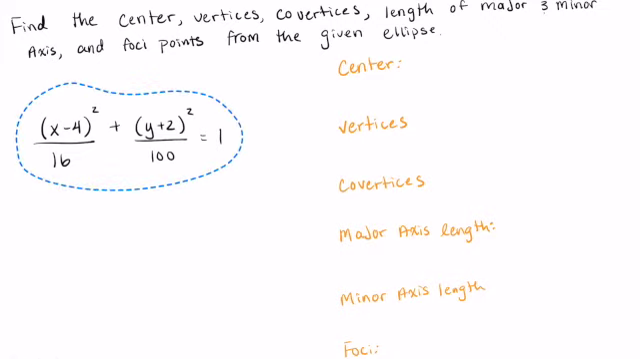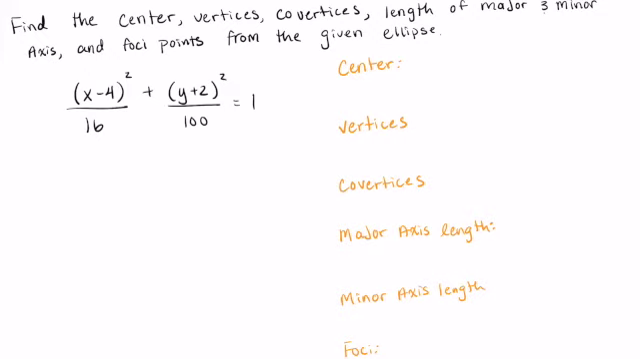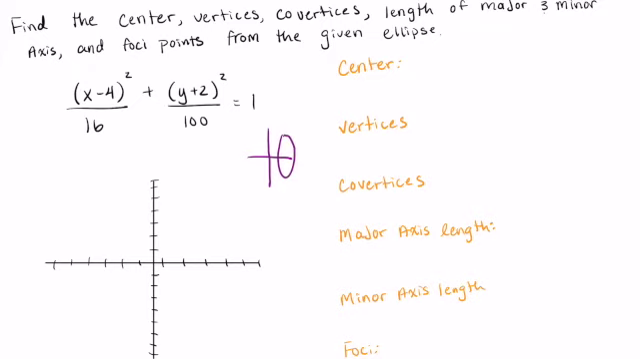Now, in this problem, they want us to find the center, vertices, co-vertices, major axis length, minor axis length, foci. We're also going to graph this. In doing this, I'm hoping that it's going to make a little bit more sense for us moving forward. First thing I want to do is look at my function and determine what denominator is the biggest. Clearly, 100 is the biggest denominator. What that means in my head is that my ellipse is going to be opening up longwise up and down.